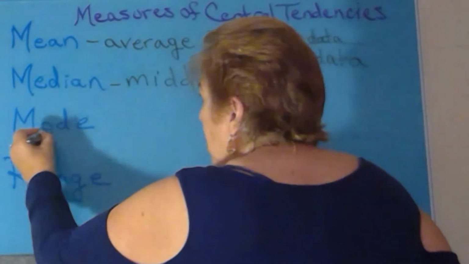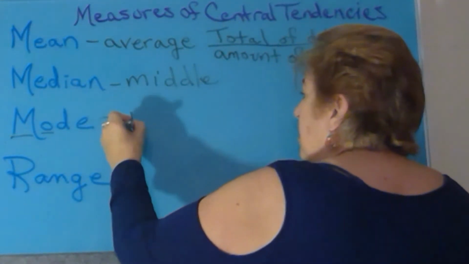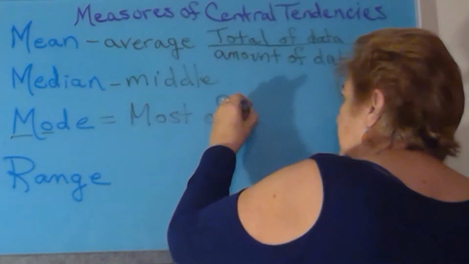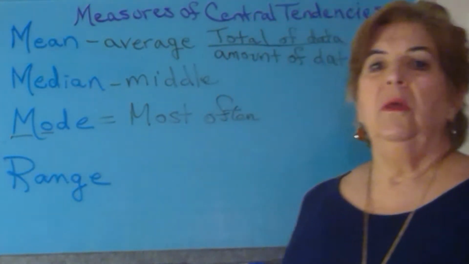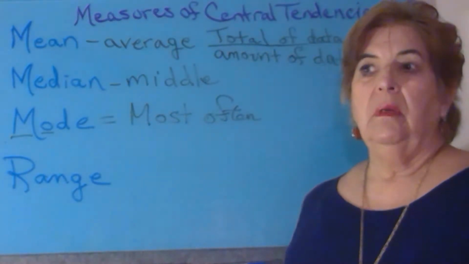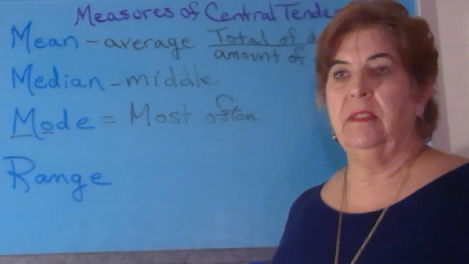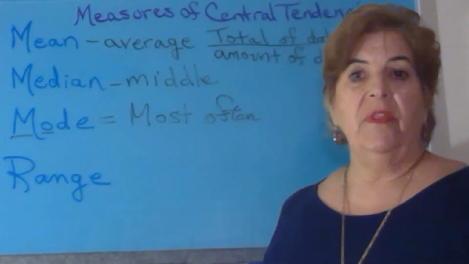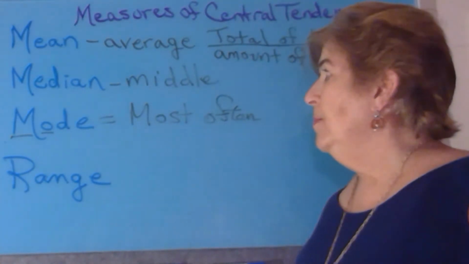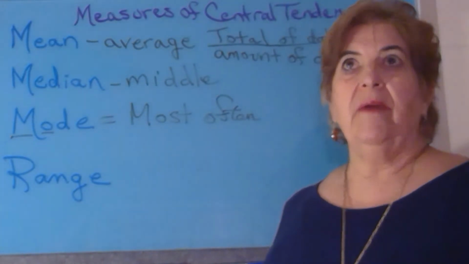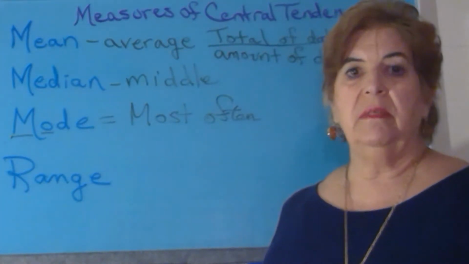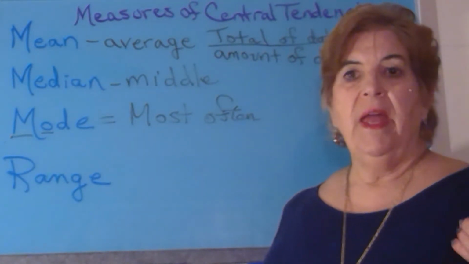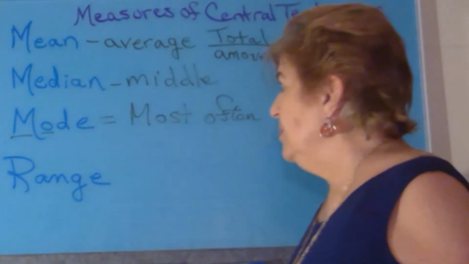And the mode stands for what occurs most often. You can have more than one mode. If I was looking at test grades and 2 students scored 78 and 2 students scored 85, then those would both be my mode. If every score occurred just once, then there is no mode. But that would be the only time that you would have no mode, is if every piece of data occurred the same number of times.